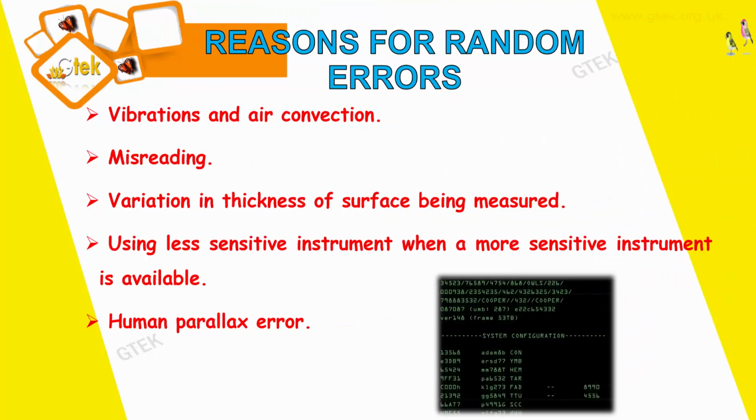The main reasons behind random errors are vibrations and air convection. Because of these things, random error may occur. Sometimes the reason will be misreading. Other than that, variations in thickness of the surface being measured, and using a less sensitive instrument when a more sensitive instrument is available. So this is also considered to be one of the reasons for random error occurring. And the final note is human parallax error. So these are some of the reasons why random errors occur.